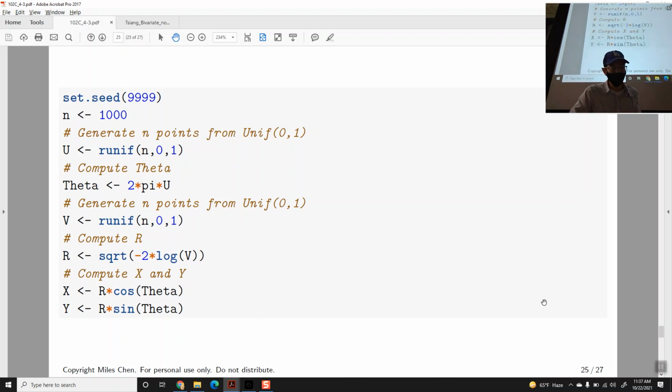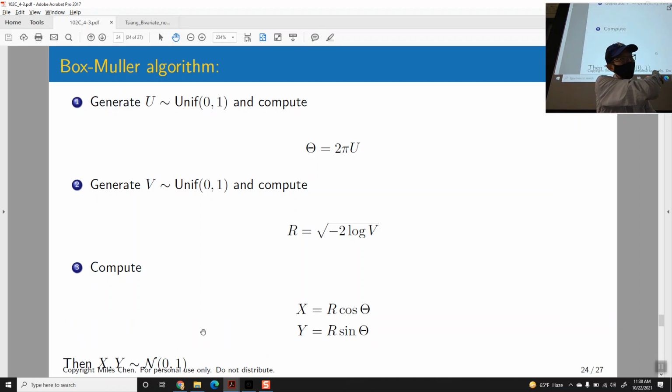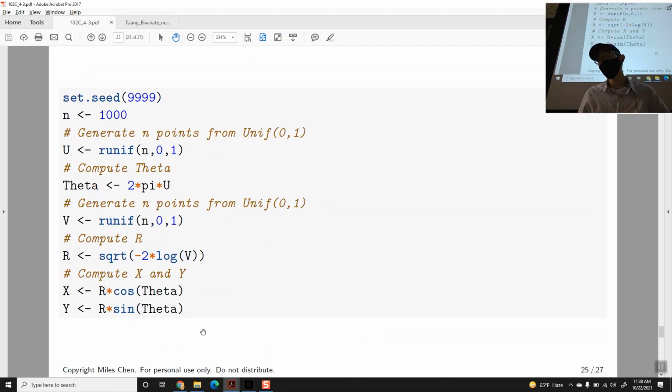Okay, so if we wanted to implement this in R, it's very straightforward. I say I want 1,000 points. Give me 1,000 random uniform values, and based on that, do 2 times pi times u, and that will give me theta. Now give me 1,000 random uniform values for v. We'll take -2 times the log of v, take the square root, that will give me the radius, then get x to be r cosine theta, and y to be r sine theta. This is just straightforward copying of these lines into code.